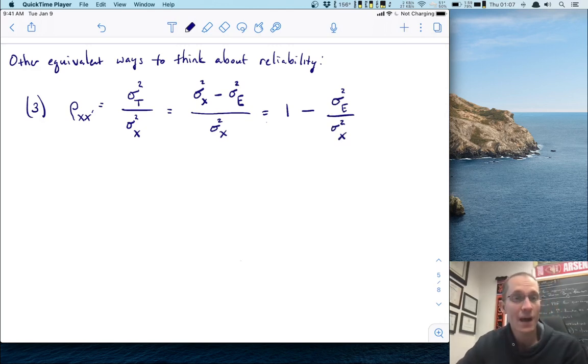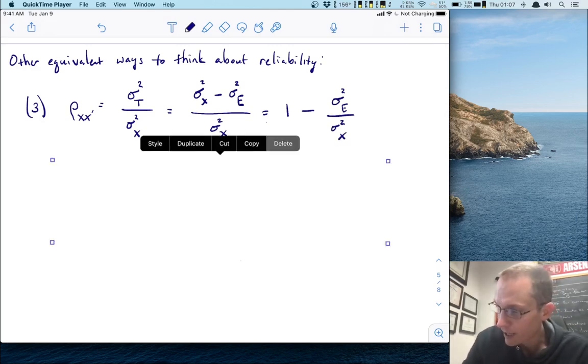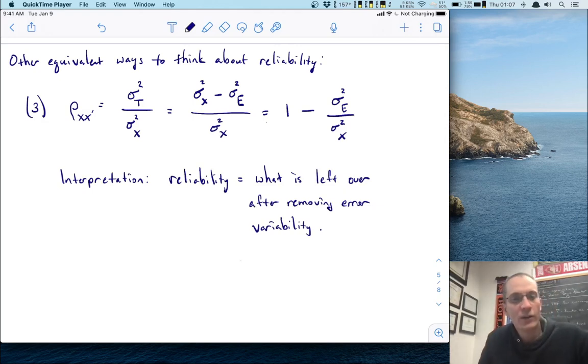And in fact, that is now our third way to think about reliability. What we do is we say that reliability is what is left over after you remove the error variability. So this is just telling you, again, another way to think about what the reliability coefficient tells you.